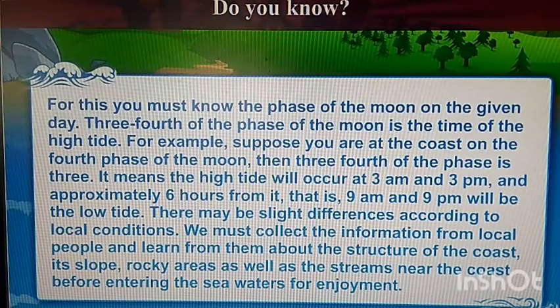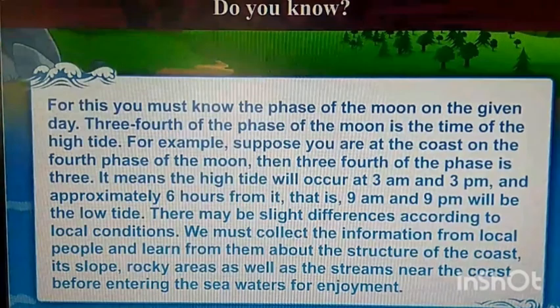3/4 of the phase of the moon is the time of the high tide. For example, suppose you are at the coast on the 4th phase of the moon. Then 3/4 of the phase is 3. It means the high tide will occur at 3 a.m. and 3 p.m. and approximately 6 hours from it, that is 9 a.m. and 9 p.m., will be the low tide. There may be slight differences according to the local conditions.